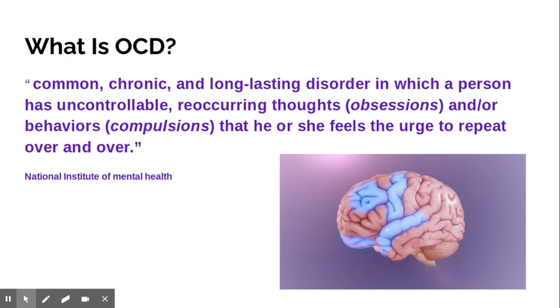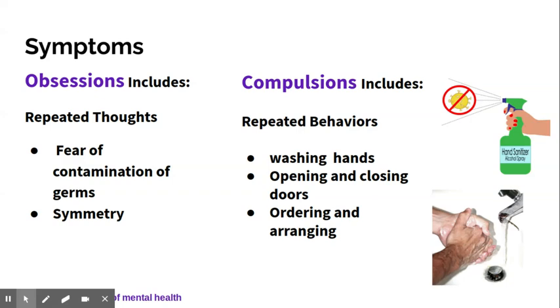So, what is OCD? OCD is a common, chronic, and long lasting disorder in which a person has uncontrollable recurring thoughts and behaviors that he or she feels the urge to repeat over and over again. Some symptoms of OCD are obsessions and compulsions. Obsessions are repeated thoughts, and compulsions are repeated behaviors. Some thoughts that people with OCD have are fear of contamination or thoughts about symmetry, and compulsions are repeated behaviors like washing your hands, opening and closing doors, and ordering and arranging.